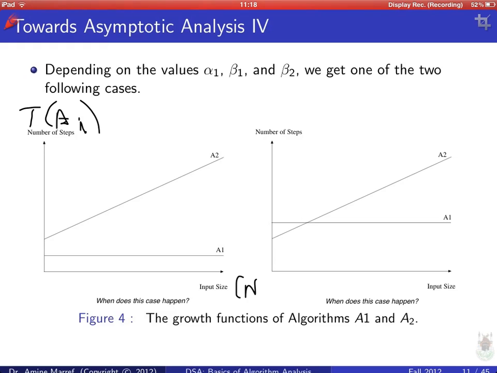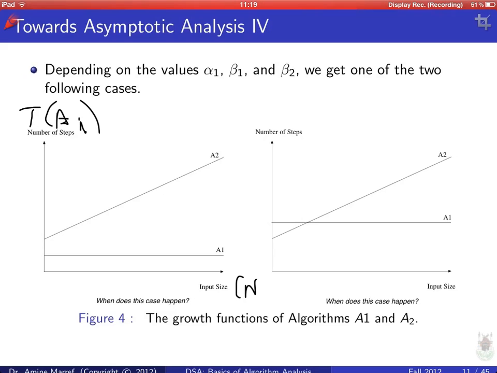Okay, so this means that what's happening in this region here is not really important, or this region, because in this region n is small, the input is small. What really matters is what's happening in this region here, when n is towards infinity. Okay, this is what matters.